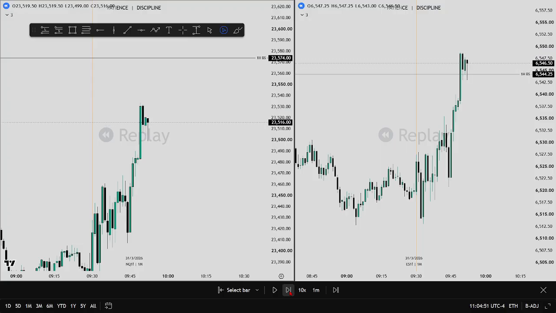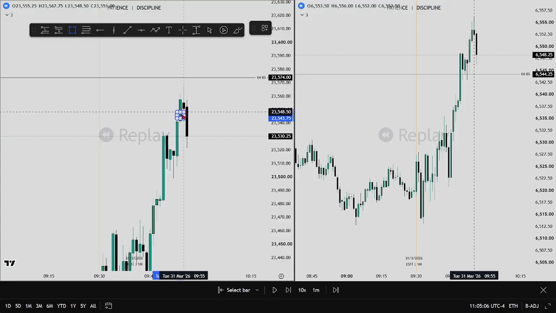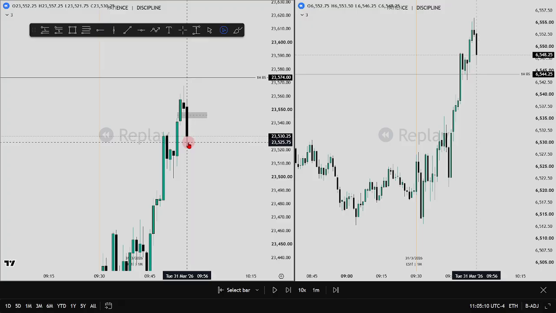So we wait. We wait. I'm still looking for the inversion gap to form. Yes. So now we have an inversion around this area here. Okay. Around here. And it's 9:56.